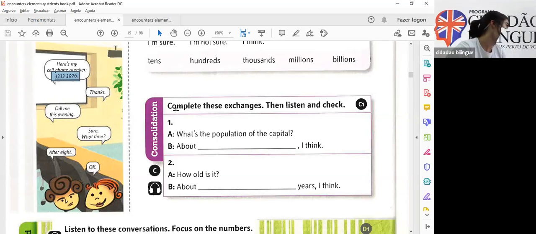What's the population of the capital? About 3 million, I think. How old is it? About 60 years, I think. No? 60 years. But I put it, but it's not what you wrote. Mas não é isso que você escreveu. Ah, acho que a escrita está errada.